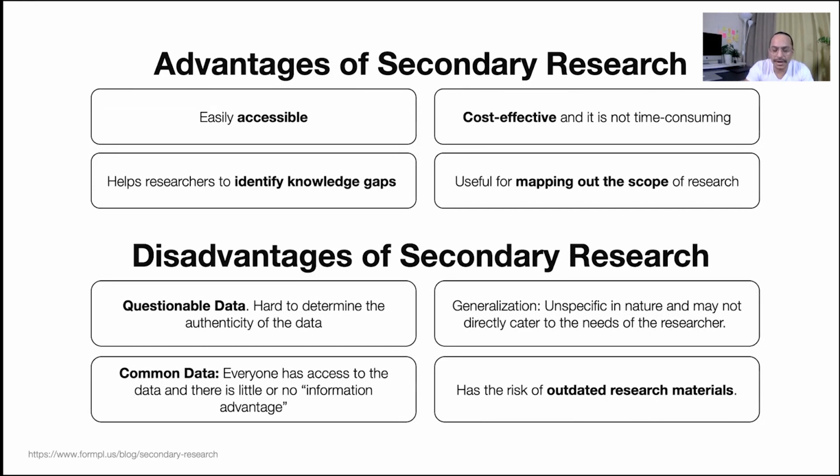document or the white paper might be for something else, some other topic. That's why it's generalized and it's common data. This data is not unique to you. It's common data and everybody has access to it. That's a disadvantage. And also sometimes the risk of outdated research material could be there. So these are a few advantages and disadvantages.